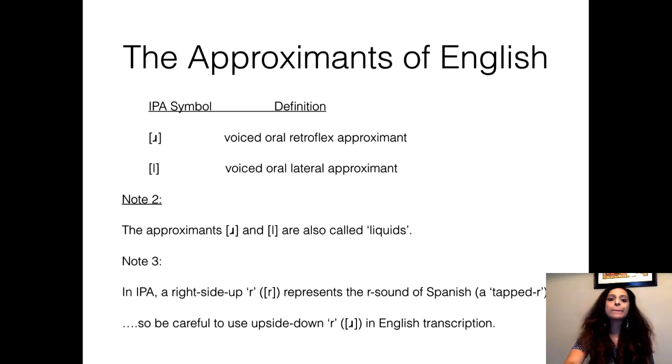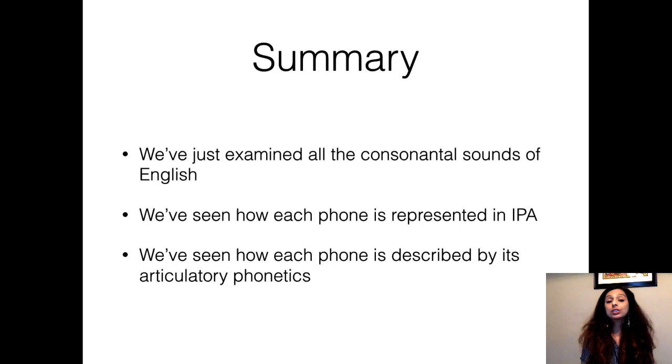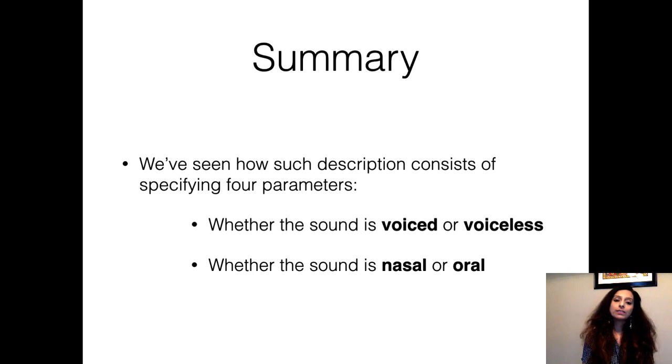So to summarize these subsections of articulatory phonetics, we have looked at the IPA. You now know what the IPA looks like. You know why the IPA looks like the way it does. And each of the speech sounds can be described by articulatory phonetics. And we have seen that there are 4 different parameters that we can use to describe consonants.